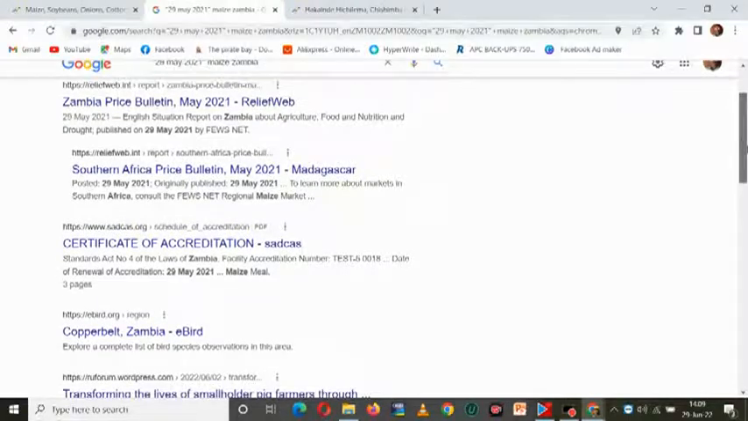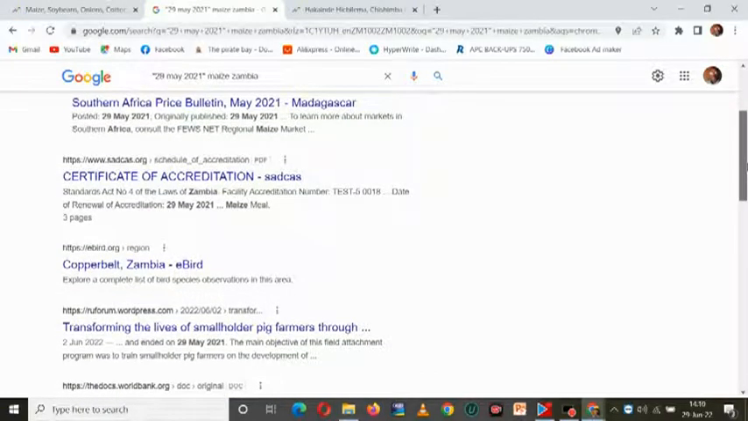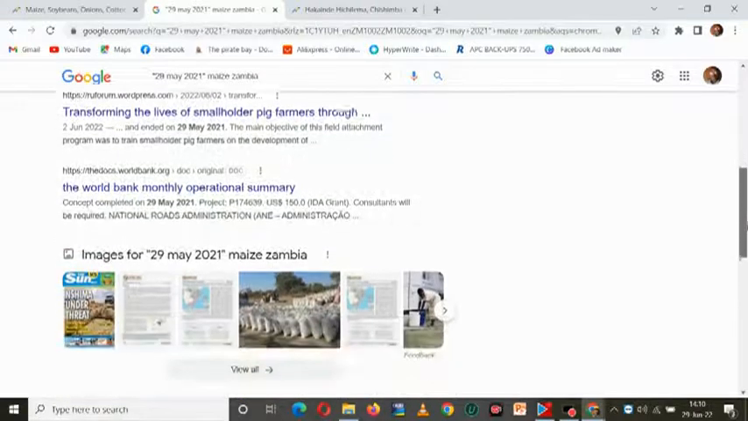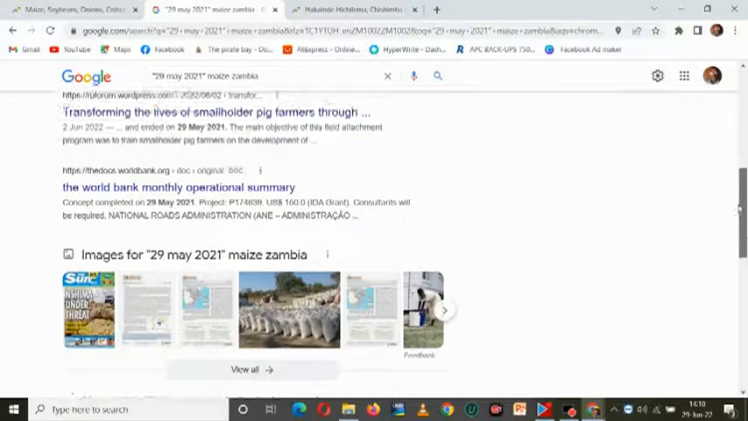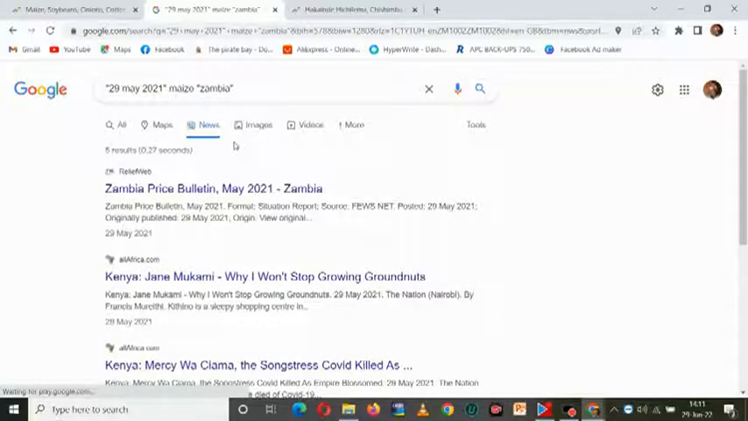So the second one says certificate of accreditation. So Copperbelt Zambia EBED Explore and Complete. No, that doesn't give us anything. So transforming the lives of small, the World Bank monthly. So all this, I don't think it can help us. So economics and trade. So again, this is not helping us very much.